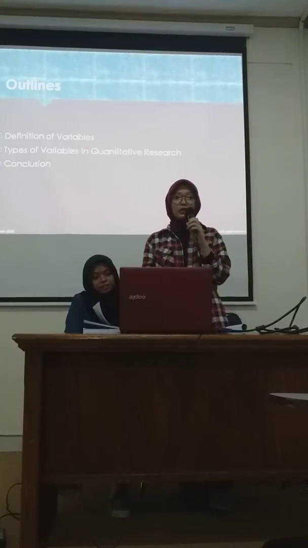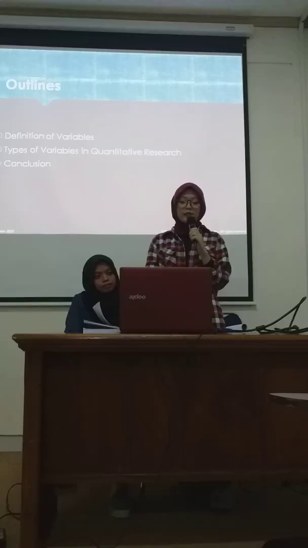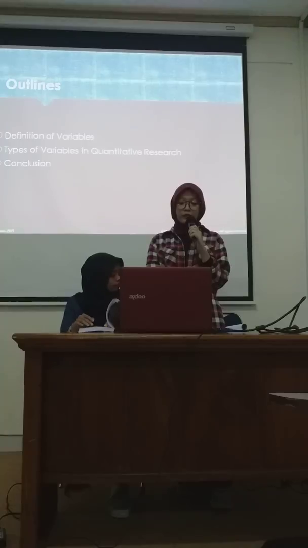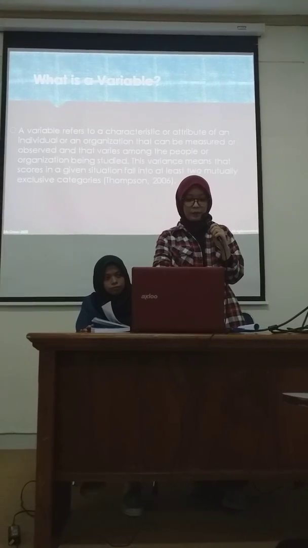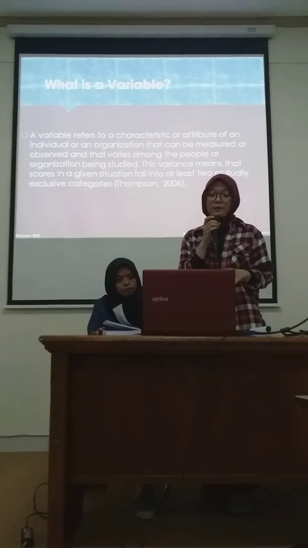This is our outline. The first one is the definition of variables. The second one is types of variables in quantitative research. And the last one is the conclusion. So, the first one. What is a variable?